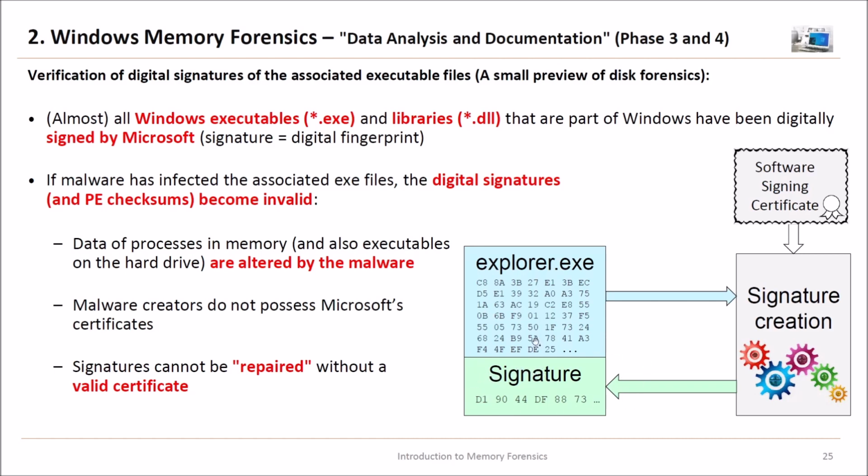Your operating system, when it starts the Explorer.exe or any other file, can check for the validity of these signatures, and if the signature is not valid, it can not execute it or even start it. Here, the data of processes in memory and also executables on the hard drives are altered, of course, by malware. But malware creators do not possess Microsoft certificates. Clearly, Microsoft keeps them very secure. So signatures cannot be repaired without a valid certificate, so we can identify files changed by malware, for instance, by checking the validity of the certificates.